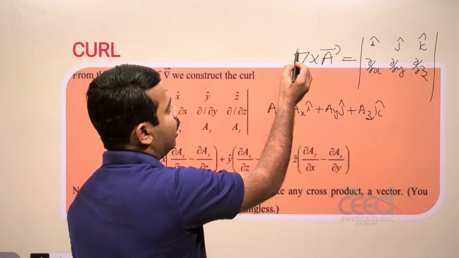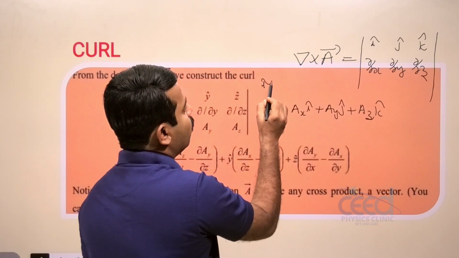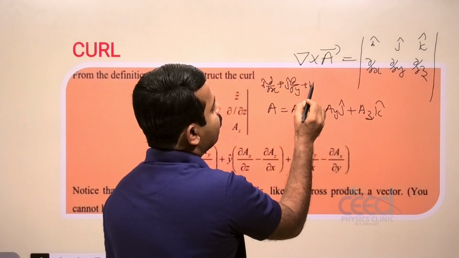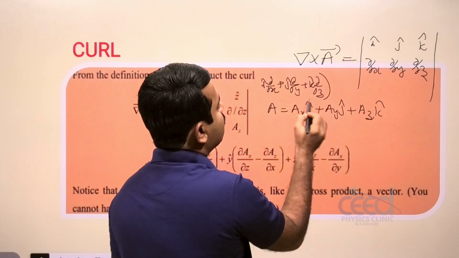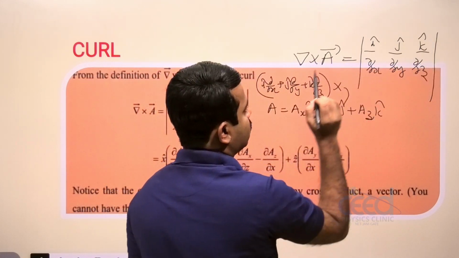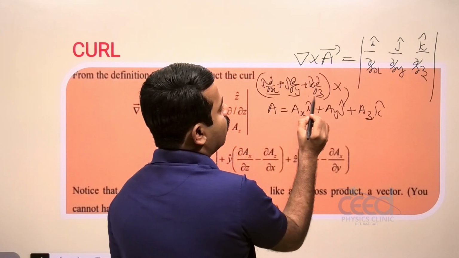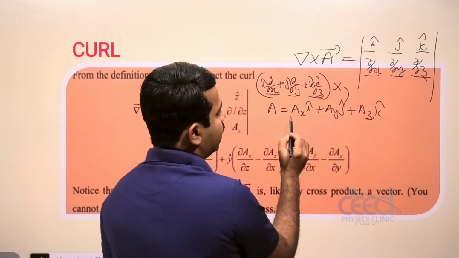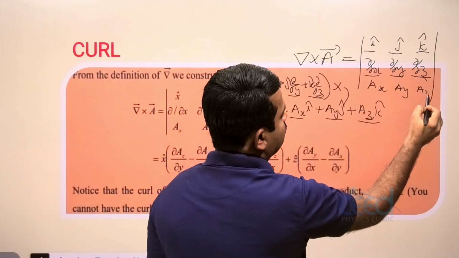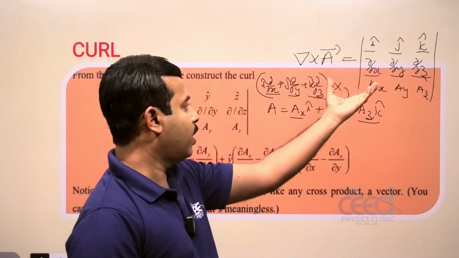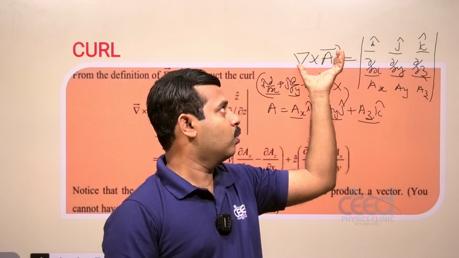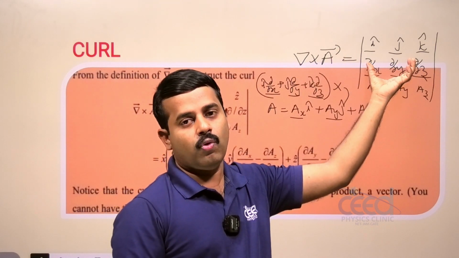So here del is i cap ∂/∂x plus j cap ∂/∂y plus k cap ∂/∂z, cross this, right? Then the coefficients of i, j, k in the first row, ∂/∂x, ∂/∂y, ∂/∂z in the second row, and Ax, Ay, Az in the third row. This way we find the cross product of two vectors. So del cross A we find in a determinant form like this.